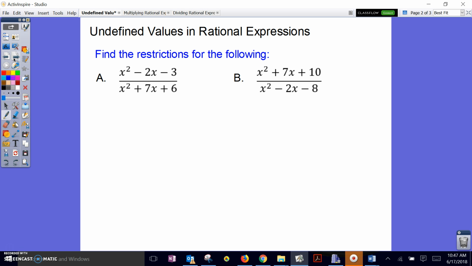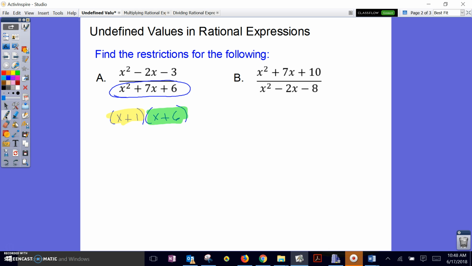For part A, we're going to find the restrictions for the following. So any values that would cause division by 0. Well, the easiest way to do this is to just factor this denominator, and that denominator factors as x plus 1 times x plus 6. Now, in order for x plus 1 times x plus 6 to be equal to 0, one of these factors has to be equal to 0.